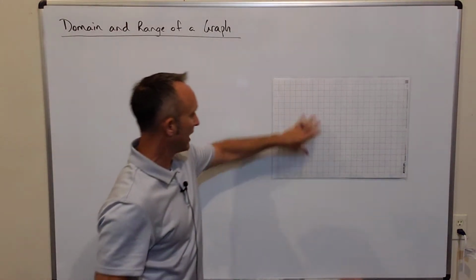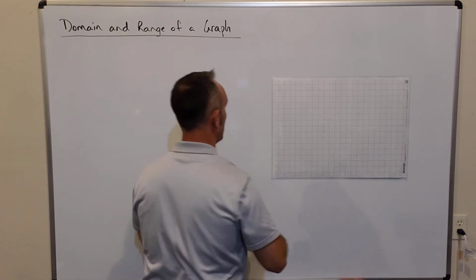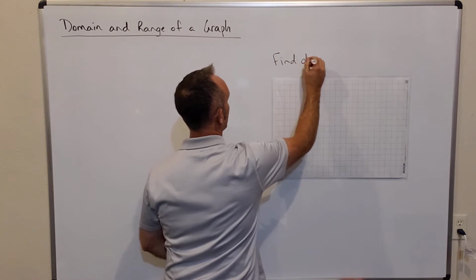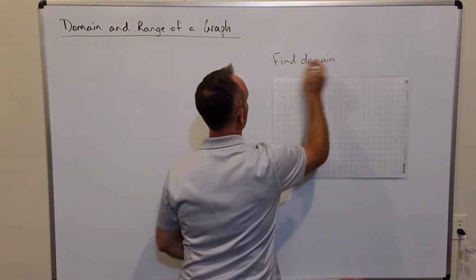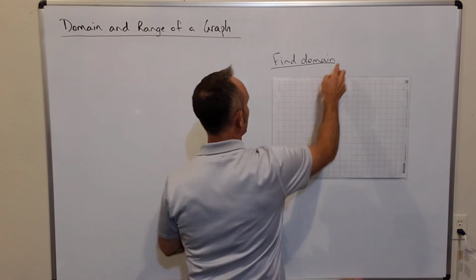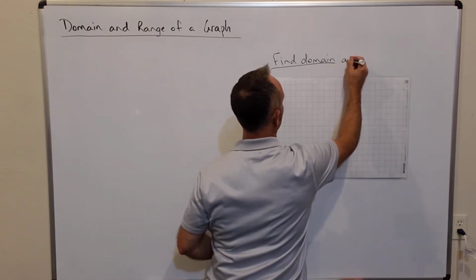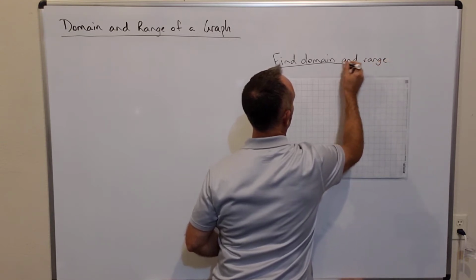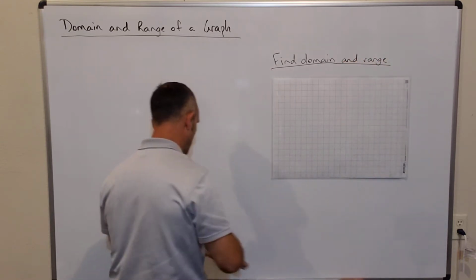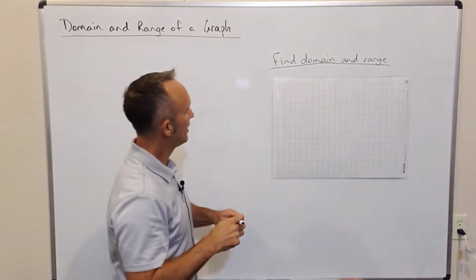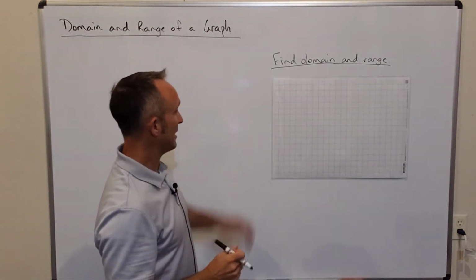I'm going to provide a graph, and what I want you to do is find the domain. Okay, find the domain of this graph. Sorry, how about find domain and range? And range. And we're going to write the domain and the range in interval notation. So if you're not familiar with interval notation, you may want to go review that. But our first example is going to look like this.